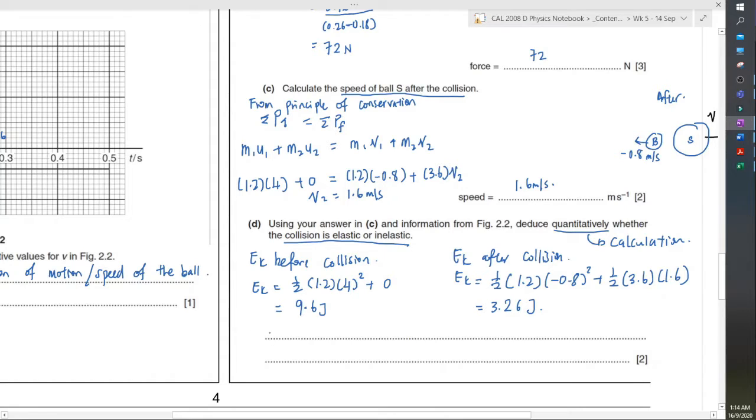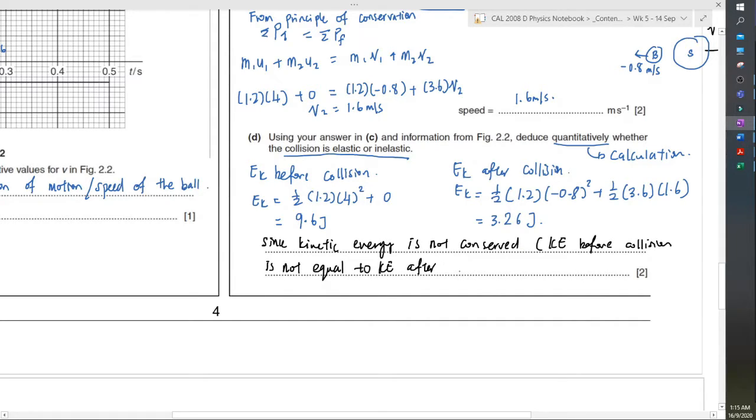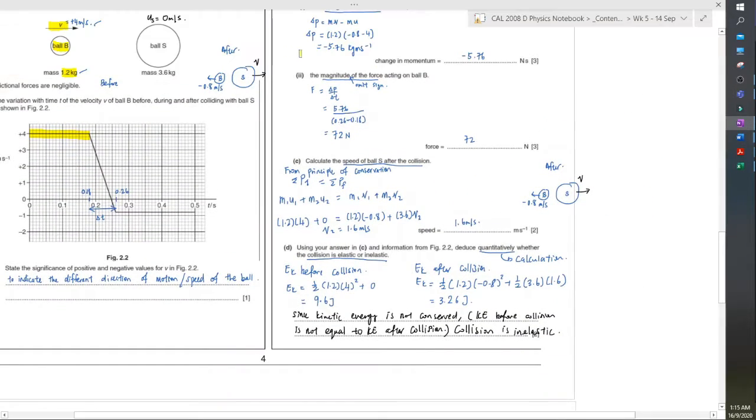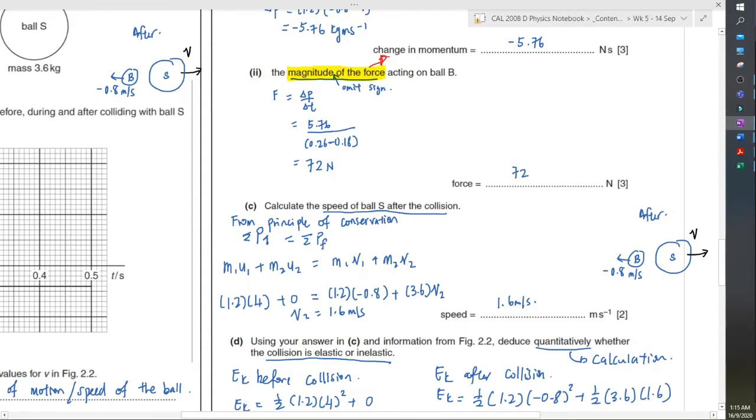So you can easily tell that the kinetic energy is not conserved because the initial and final kinetic energy are not the same. Since the kinetic energy is not conserved, meaning the KE before the collision is not the same, or specifically smaller compared to the KE after collision, the collision is inelastic. So this is how you determine. There's no other way. Please don't comment the sticky method. It is not allowed and it's not a common method.